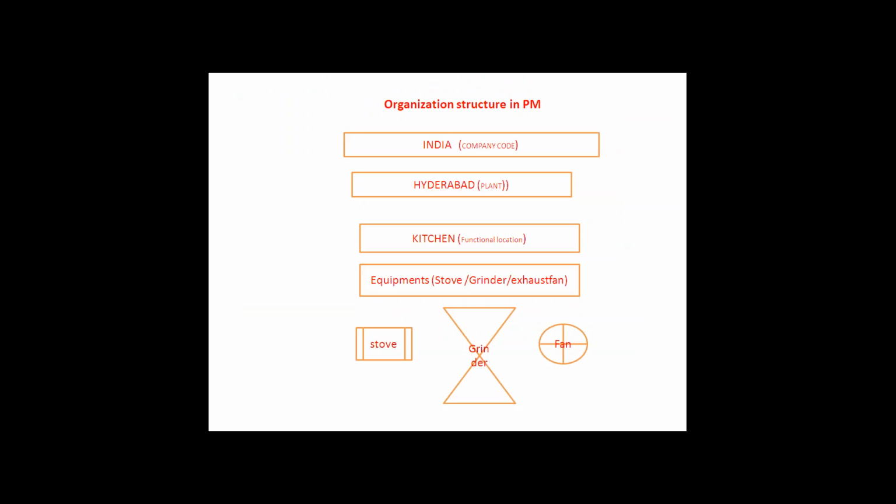Now, if persons are not from a manufacturing background and don't have manufacturing experience, you can also imagine a small example. If you consider India as a company code, Hyderabad as your plant or home. In your home you have some location called kitchen. In that kitchen you have equipments like stove, grinder, exhaust fan, which we may give some preventive maintenance so that it will not give any problem while using.